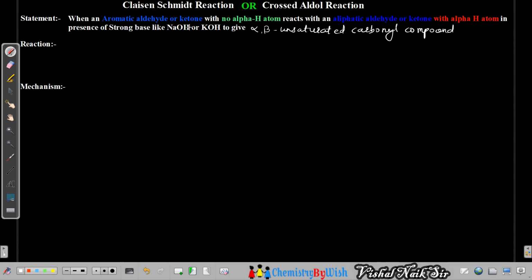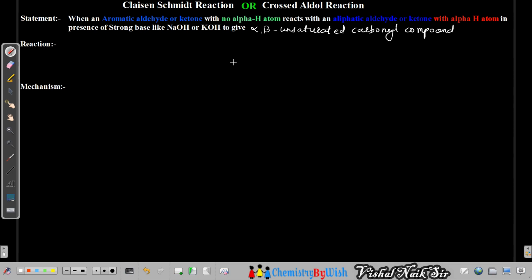So when an aromatic aldehyde or a ketone with no alpha hydrogen atom reacts with an aliphatic aldehyde or ketone with alpha hydrogen atom in the presence of a strong base like NaOH or KOH, it gives an alpha beta unsaturated carbonyl compound as a product. So what is the difference between aldol condensation and cross aldol condensation?